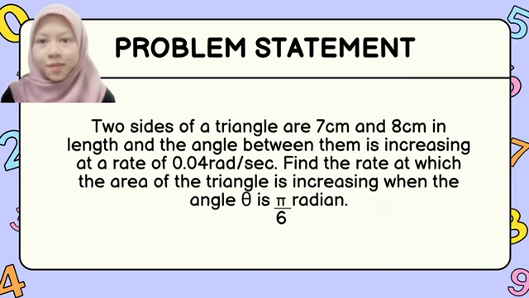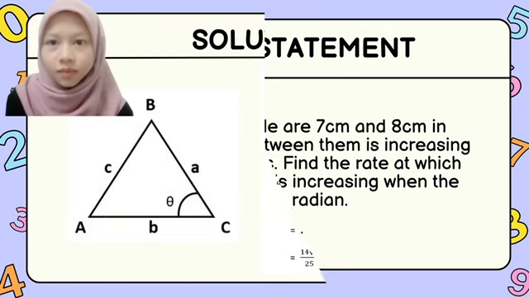Next, the problem statement. Two sides of a triangle are 7 cm and 8 cm in length, and the angle between them is increasing at a rate of 0.04 radian per second. Find the rate at which the area of the triangle is increasing when the angle is pi/6 radian.